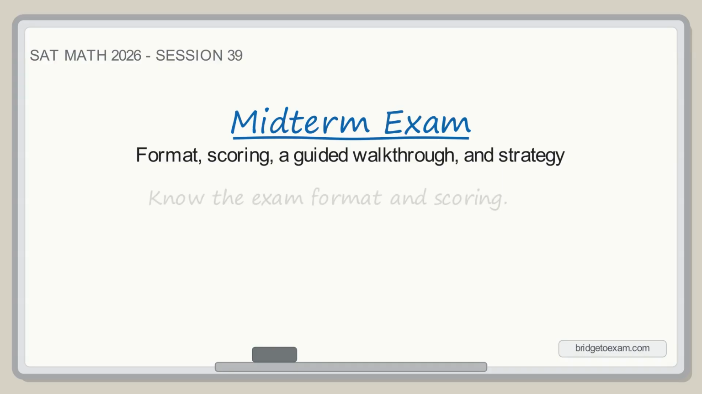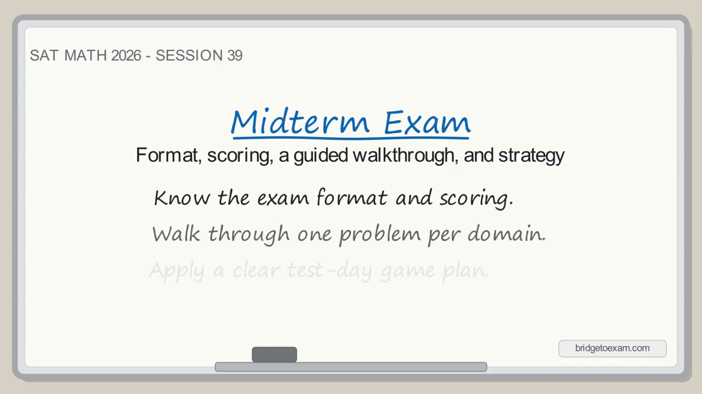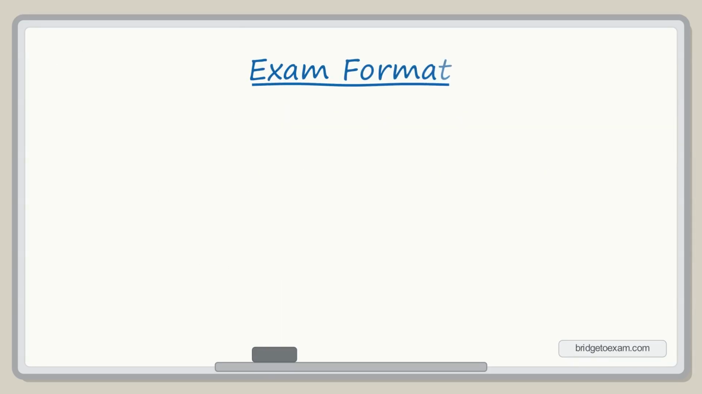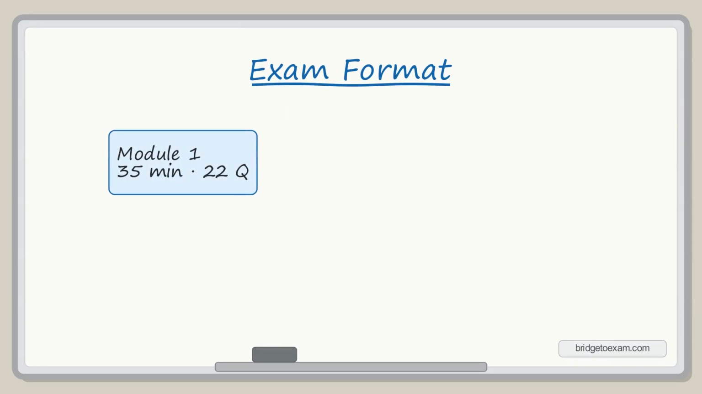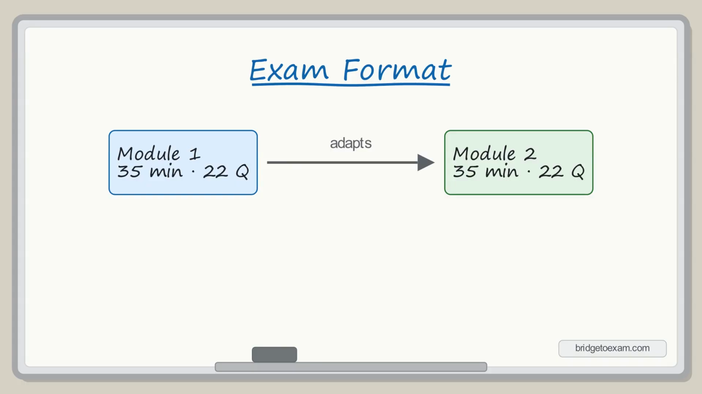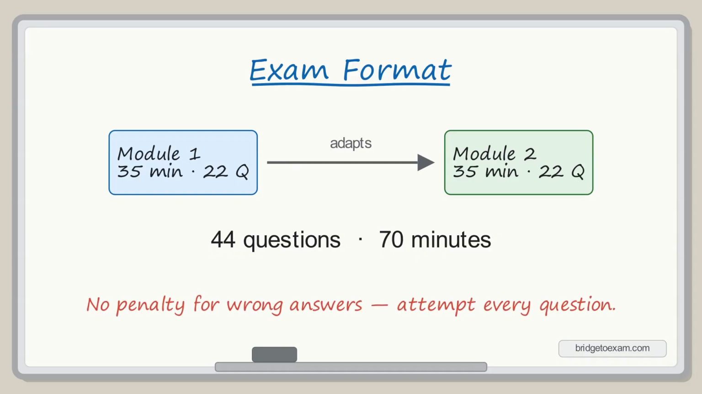Treat this as the real thing. No notes, one question at a time, and afterward, study every explanation. The math section is 2 modules, each 35 minutes with 22 questions. Module 2 adapts to how you did on Module 1, so a strong first module unlocks the higher score range. That's 44 questions in 70 minutes. And remember, there's no penalty for a wrong answer, so never leave a blank.